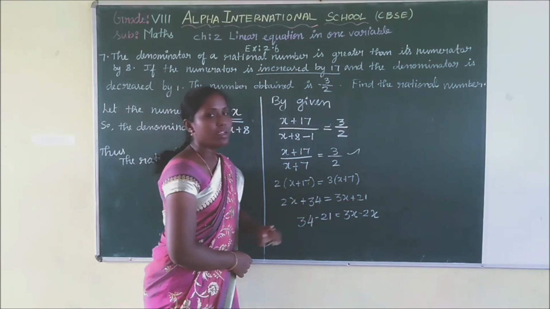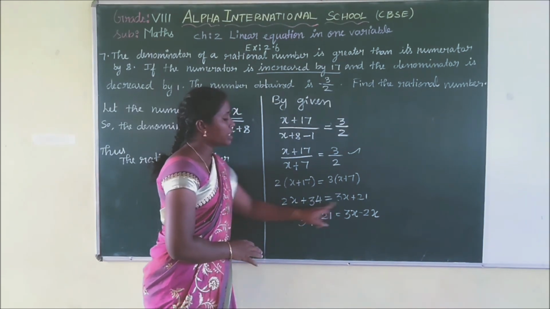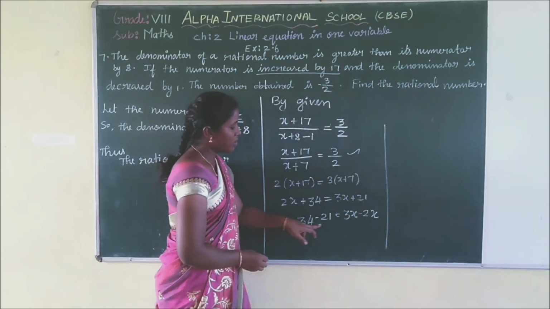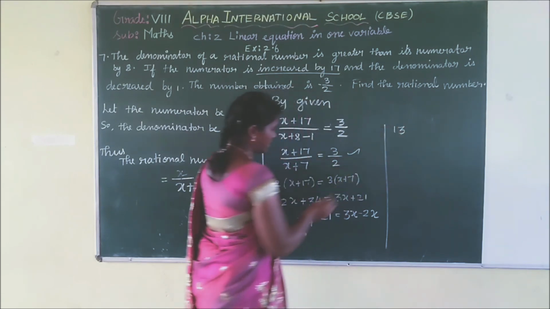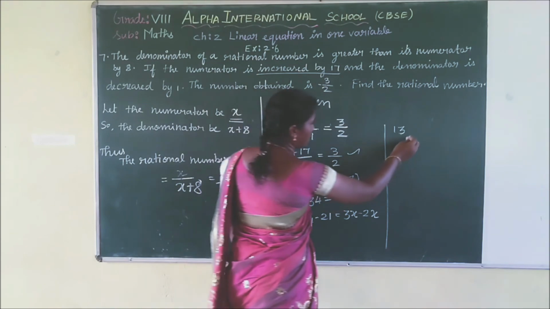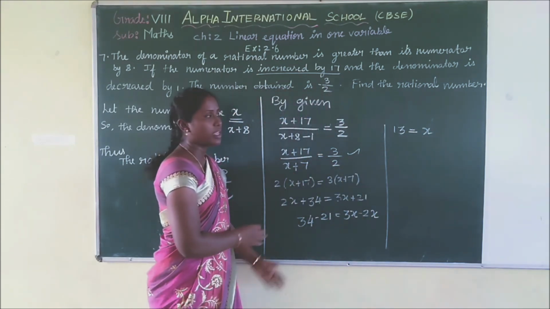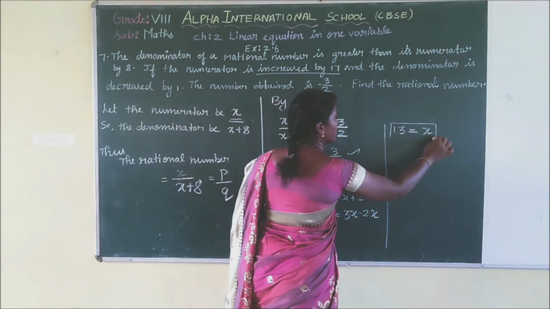Take the variables to the right hand side of the equation. So 3x already exists there. Keep that. Plus 2x comes as minus 2x. So now what is 34 minus 21? It is 13. See, 34 minus 21, the value is 13, is equal to 3x minus 2x, it is 1x. So just x. So we got x is equal to 13.